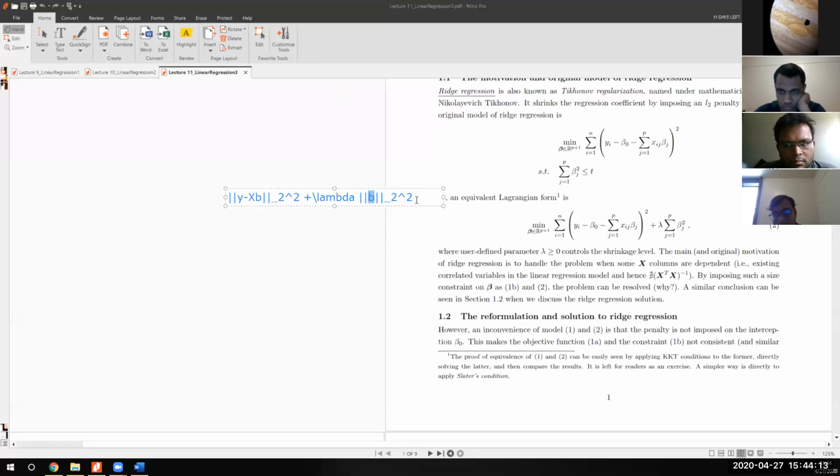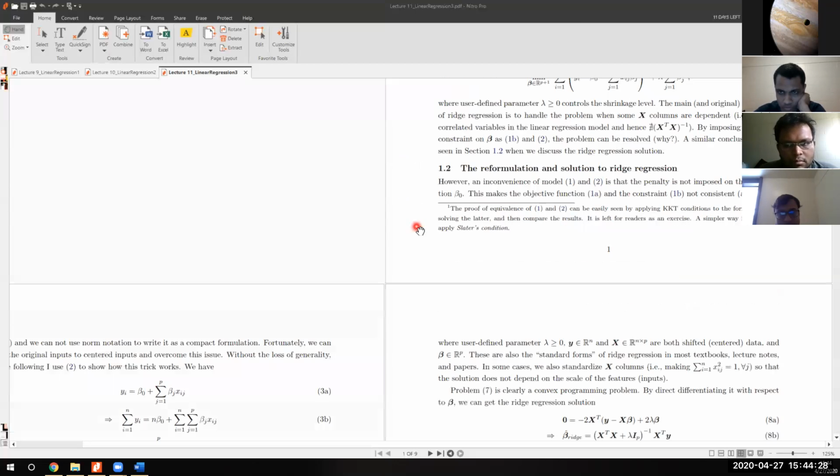Okay, then the question is: is there a way we can write it in a compact way, like a matrix form, to make it more beautiful? And not only more beautiful, later we're going to see a lot of important mathematical properties about it. The truth is, yes, we can write it, but we need some math tricks here.